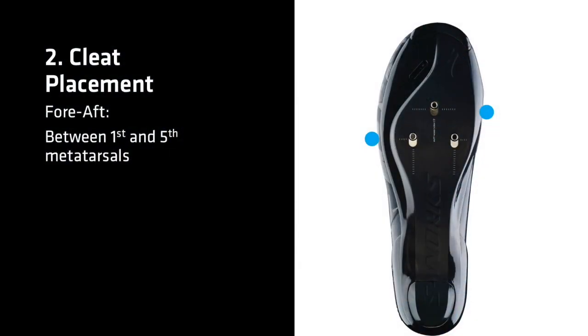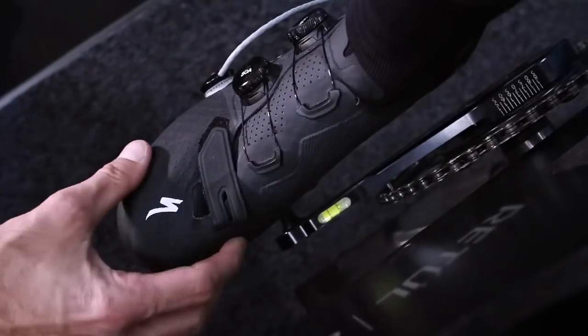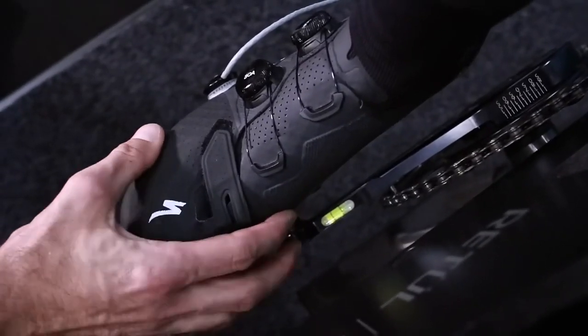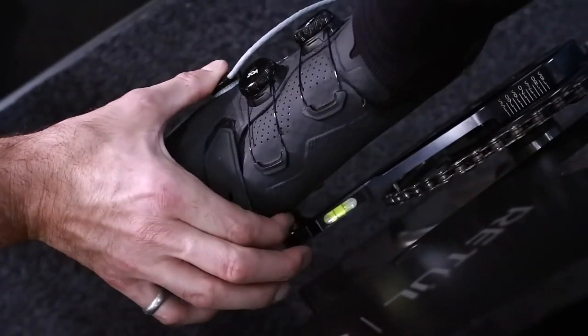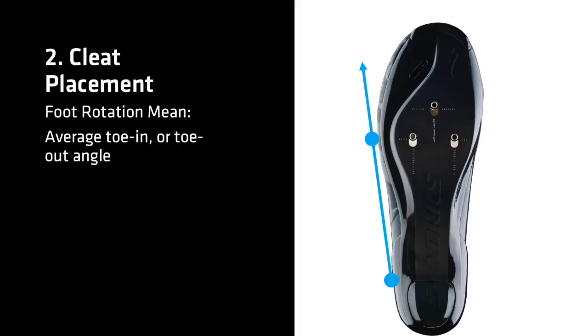Cleat placement is adjusted in two ways during this step. Set fore and aft by locating the first and fifth metatarsals, and observe above the foot to see if the middle of the pedal spindle falls in between. Next, set the cleat's rotation based on the rider's neutral foot position.